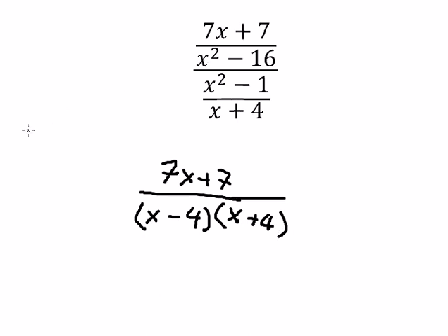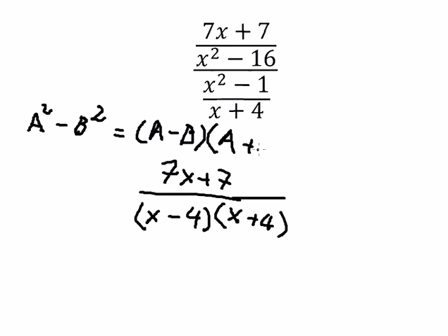Because this one is a square minus b square, equal to a minus b multiplied with a plus b. About number 16 in here, that should be 4 square. That's why you got x minus 4, x plus 4. Now let's go to the next one.